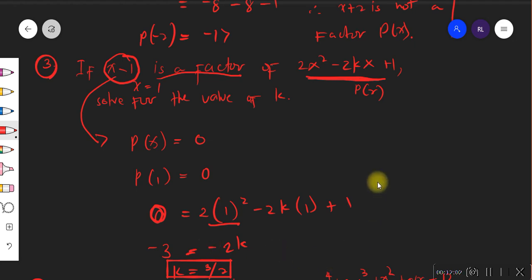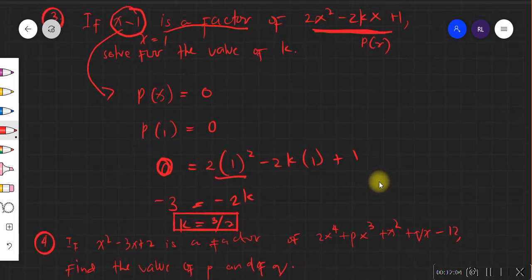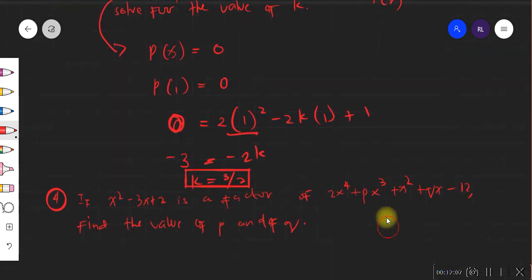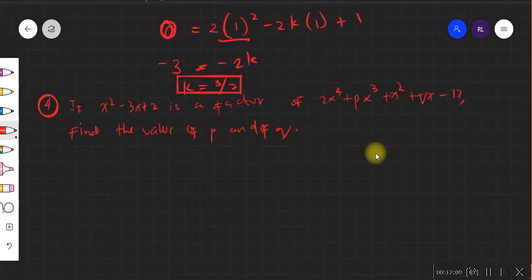So problem 4 is just like number 3. However, it involves two variables. Again, the strategy if you're looking for two variables is that we are going to form two equations involving those two unknowns. So here we have: if x squared minus 3x plus 2 is a factor of 2x raised to 4 plus px cubed plus x squared plus qx minus 12, find the value of p and the value of q.